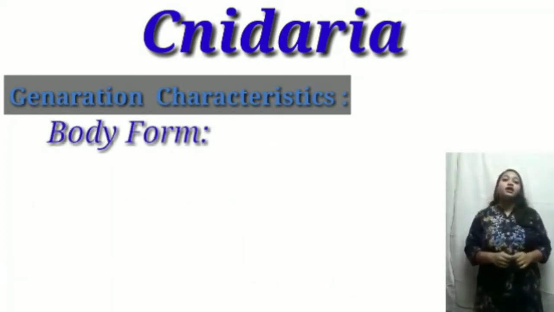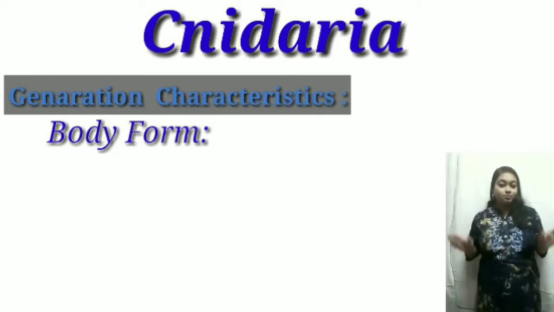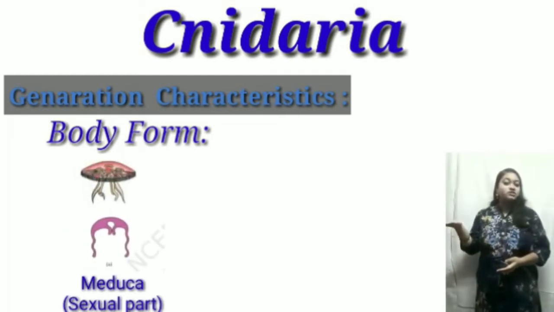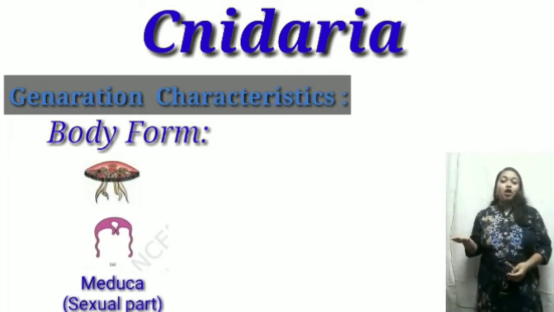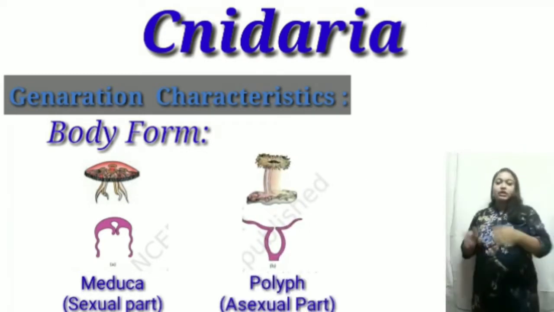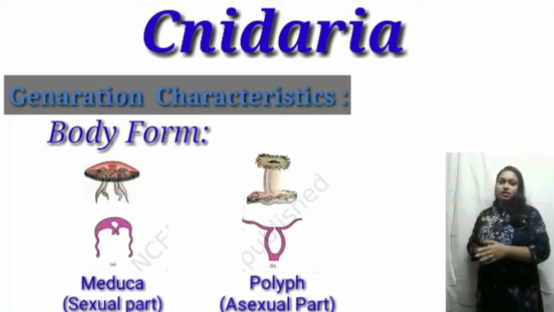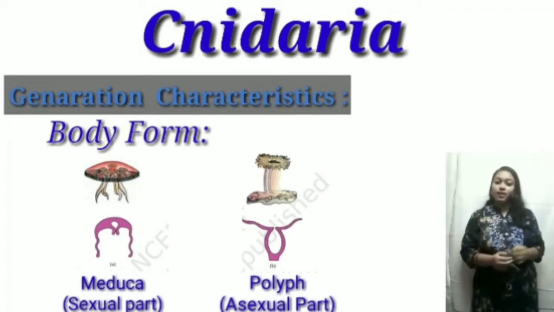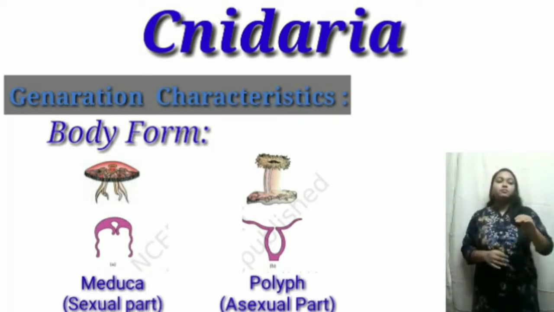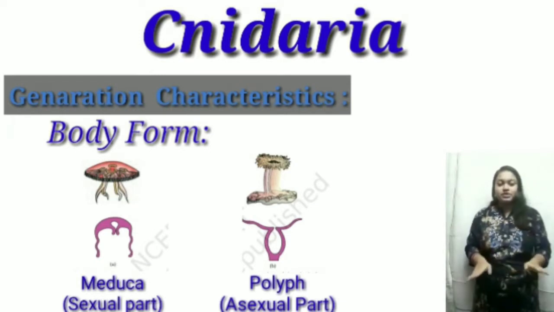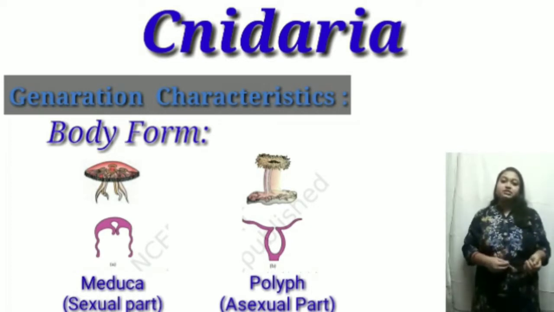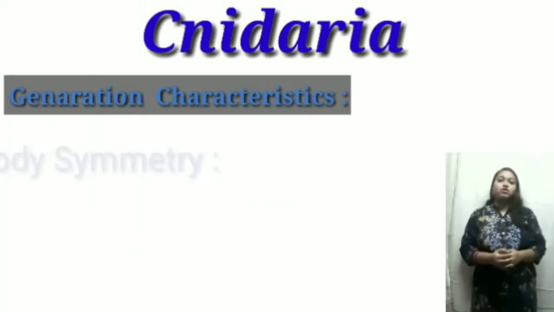Then the body form, which is very important in cnidarians. The two body forms are medusa, the sexual part, and polyp, the asexual part. Medusa are basically pelagic and polyp are benthic. The meaning of benthic and pelagic is: benthic is the species which lives on the sea floor, and pelagic is in the sea water also.